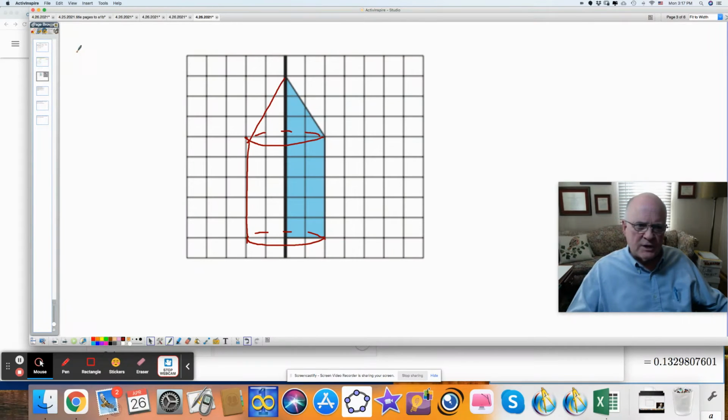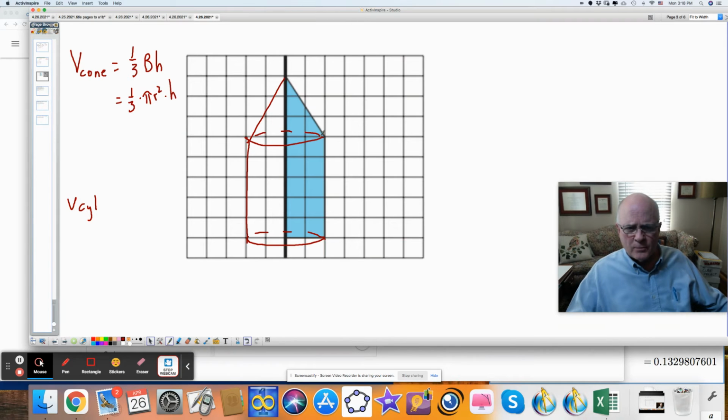So if I'm going to do this, I need to know the volume of a cone and the volume of a cylinder. The volume of a cone is 1/3 the area of the base times the height, and the base is going to be pi r squared: 1/3 times pi r squared times the height. And the volume of a cylinder is equal to the base times the height, which is pi r squared times the height.